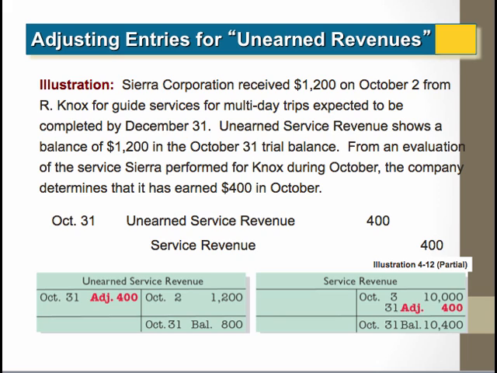So from the October 2nd transaction where they received $1,200 from Knox, they have a balance of $1,200, but during the month of October they actually did the work. They've earned $400, so they must reduce the liability account by $400 by performing a debit adjusting journal entry of $400. When we reduce the liability by $400, we're going to increase the revenue account by $400 because we've earned the money.